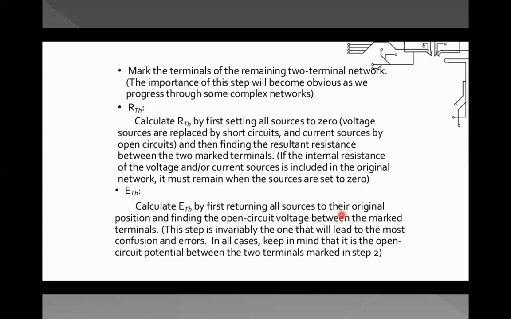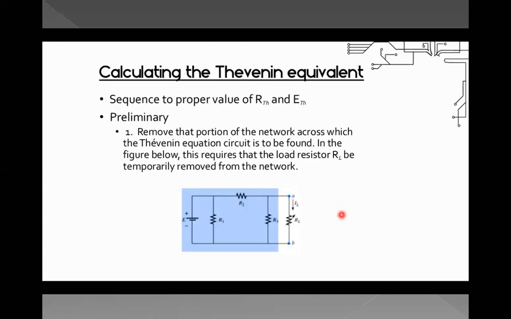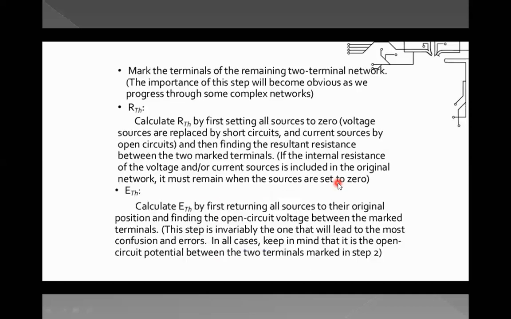Then calculate RTH or ZTH by first setting all sources to 0: voltage sources are replaced by short circuits and current sources by open circuits, and then finding the resultant resistance between the two marked terminals. It means we short circuit this one and find the total resistance at these two labeled terminals. And for ETH, calculate ETH by first returning all sources to their original position and finding the open circuit voltage between the marked terminals.